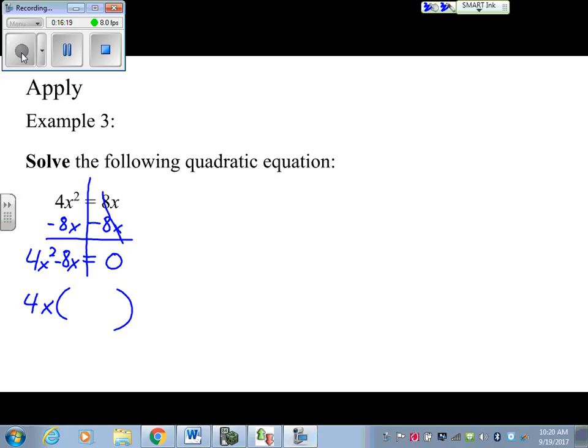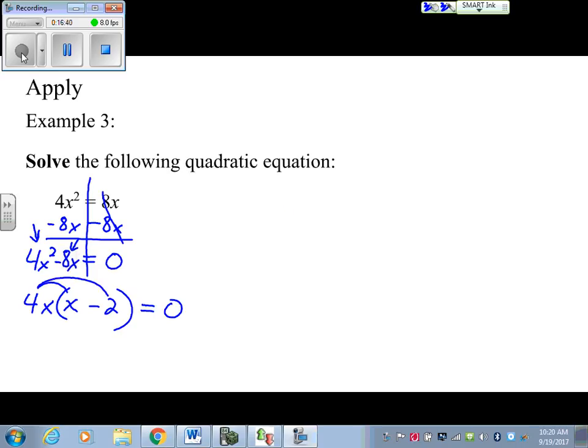Now, what's left behind? From our first term, the 4 has been pulled out. It was x squared. We pulled out one of those x's, so one x is left. For the negative 8x, we pulled out a 4 and an x, so that would leave a negative 2 behind. Again, we can check our work by distributing. 4x times x gives me 4x squared. 4x times negative 2 gives me negative 8x.